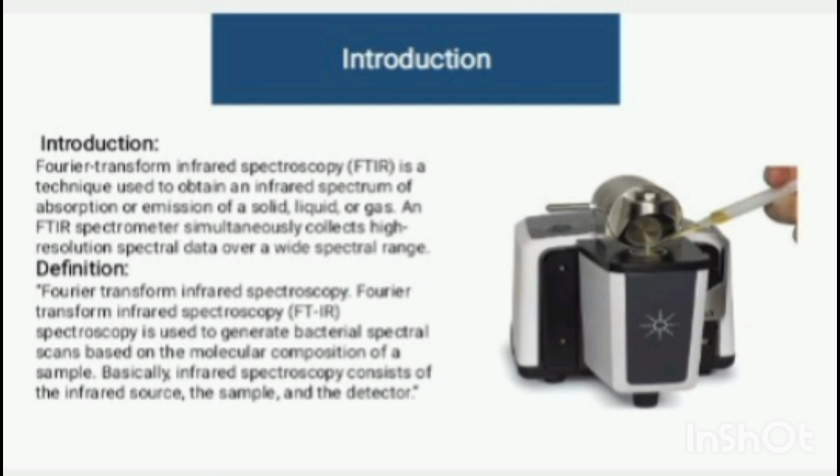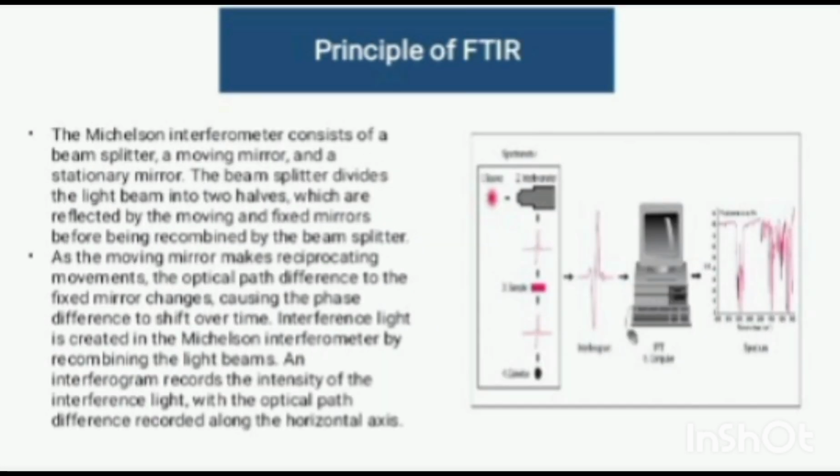An FTIR spectrometer simultaneously collects high-resolution spectral data over a wide spectral range. Its definition is that Fourier transform infrared spectroscopy is used to generate bacterial spectral scans based on the molecular composition of a sample. Basically, infrared spectroscopy consists of the infrared source, the sample, and the detector.